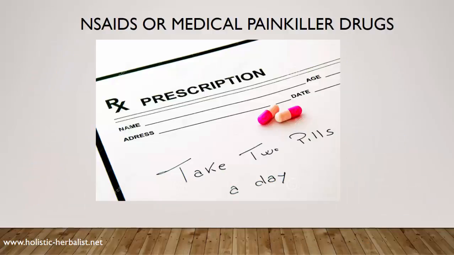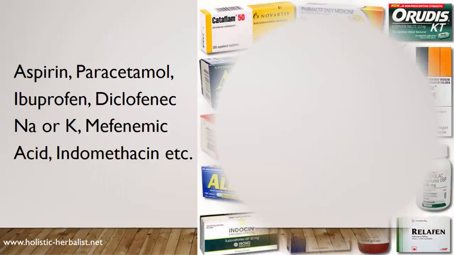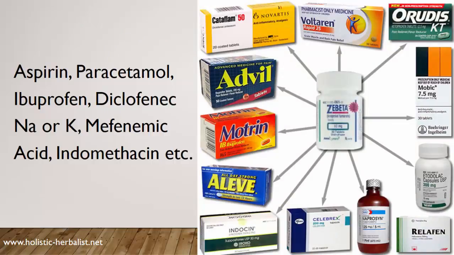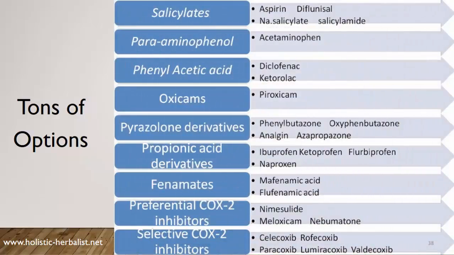NSAIDs or medical painkiller drugs are very common. Some of them can be prescribed by medical doctors, and some of them you can buy at medical stores without prescription. The common examples are aspirin, paracetamol, ibuprofen, diclofenac, mefenamic acid, indomethacin. Different types of NSAIDs or painkillers are available in the market, like salicylates, para-aminophenol, phenylacetic acid, oxicams, and so on.